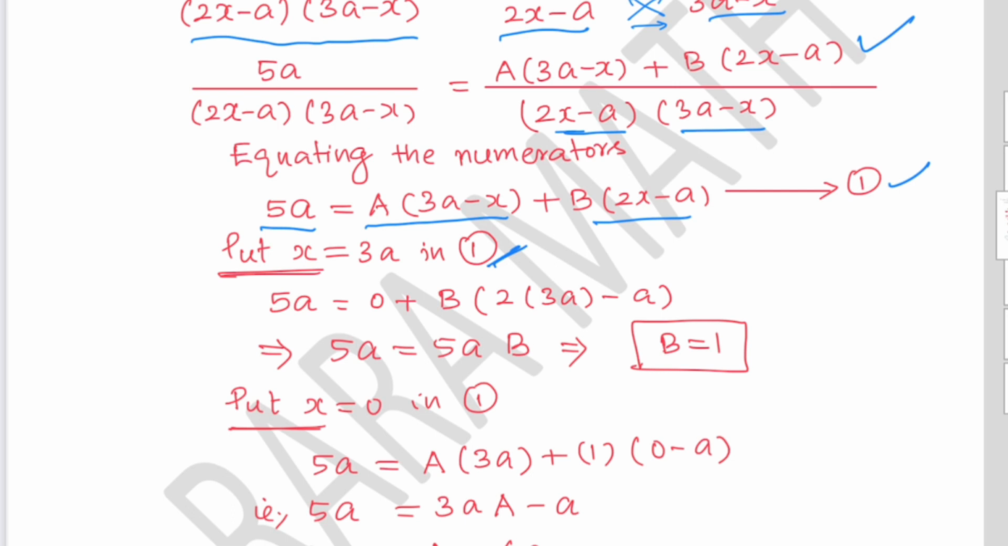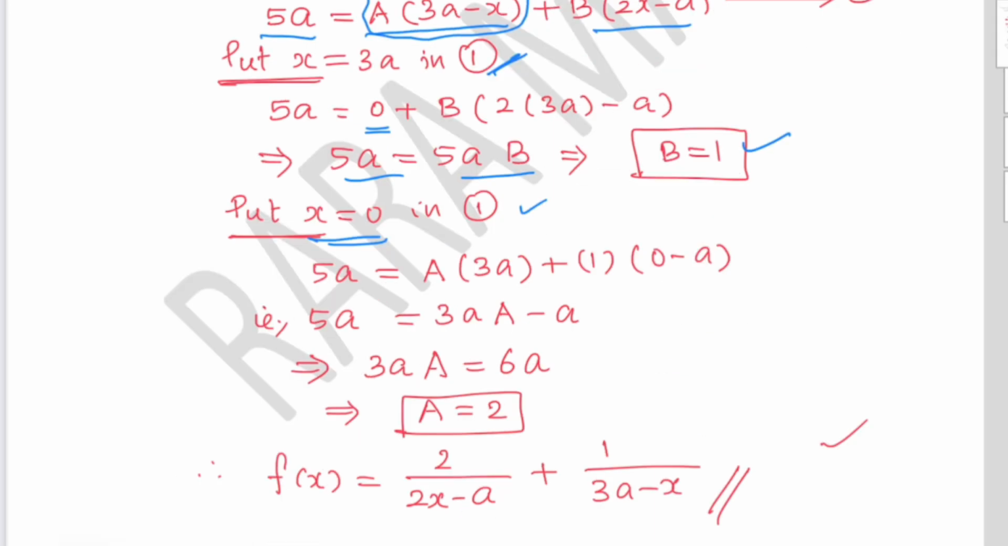Then the first term becomes 0. Therefore 5a is equal to, on the left side there is no x to substitute, so just 5a, equal to 0 plus B times 2x, where x is 3a, so 2 times 3a minus a. That gives 5a equals 5aB, therefore B is 1. And to get the other constant A, put x equal to 0 in 1. You get 5a equal to A times 3a plus 1, B is 1, times 0 minus a. When you simplify, you get 3a times A equal to 6a, so the constant A is 2.